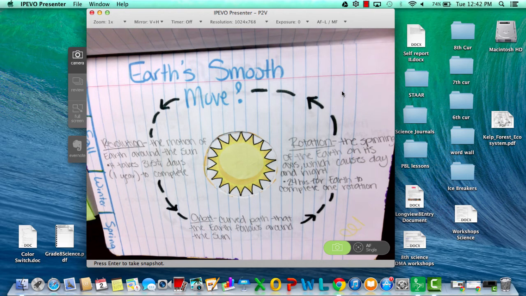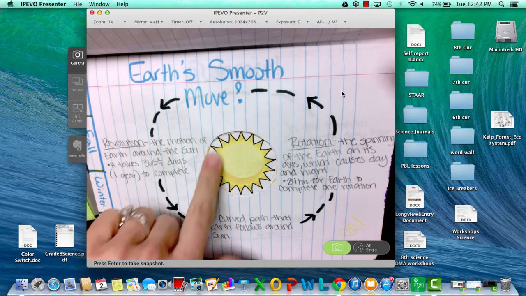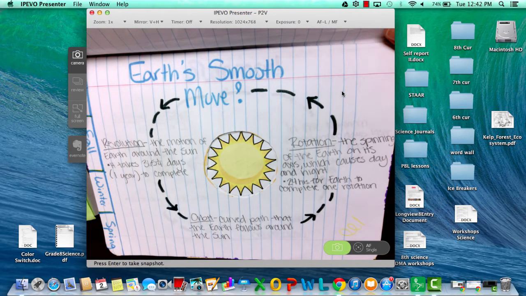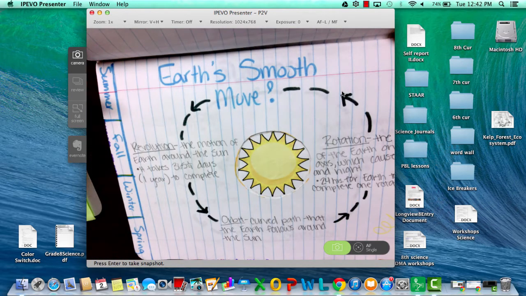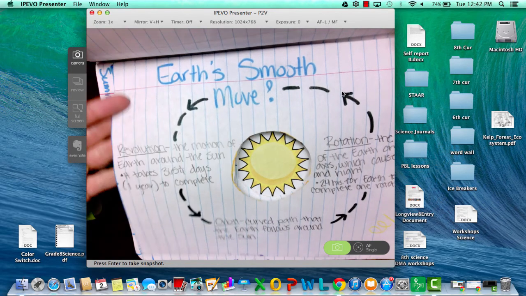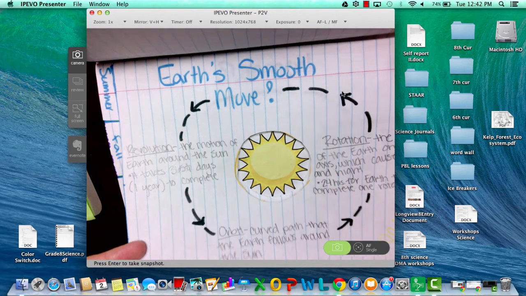Okay, so tonight for your homework, we are going to finish our journal activity, which is titled Earth's Smooth Move. When you left, we pretty much just had our sun glued down and we were working on our tabs. If you understand the process of tabs, go ahead and finish it. Remember, this first page was the one that we cut completely off. This is kind of like our cover page.